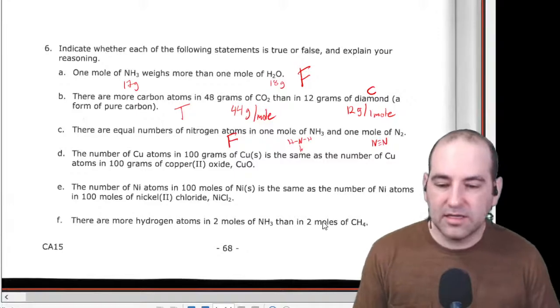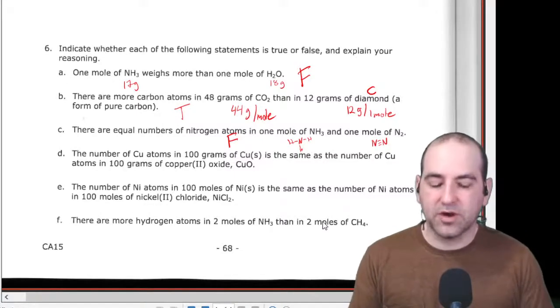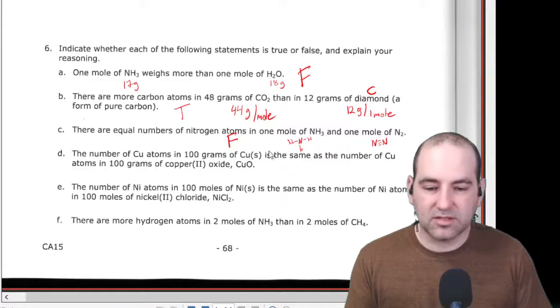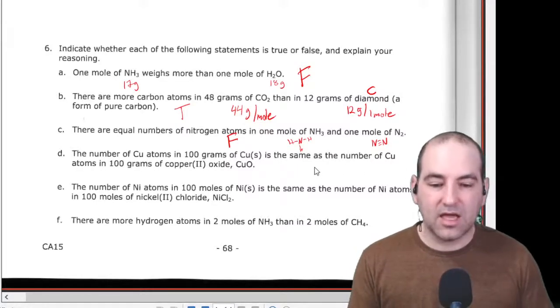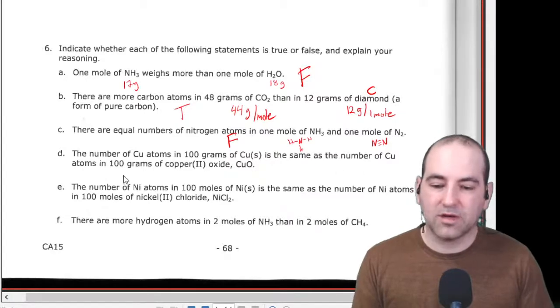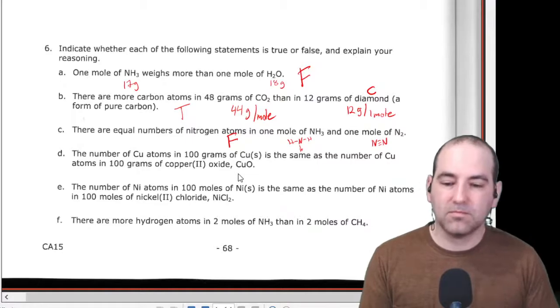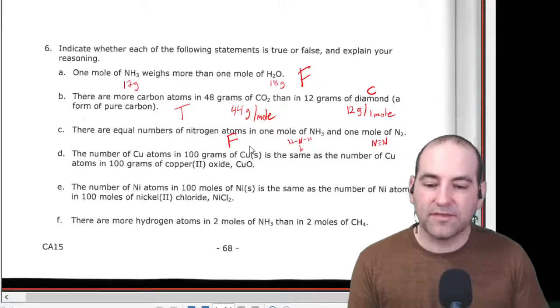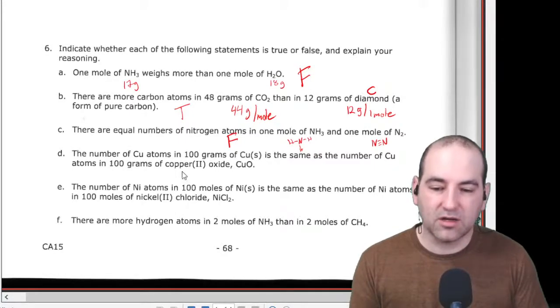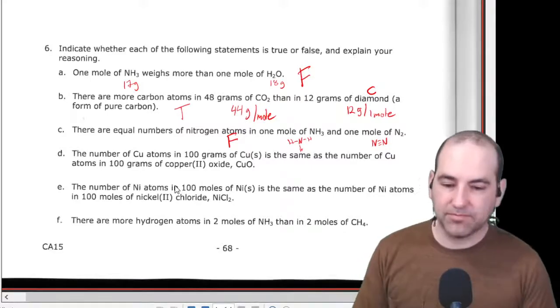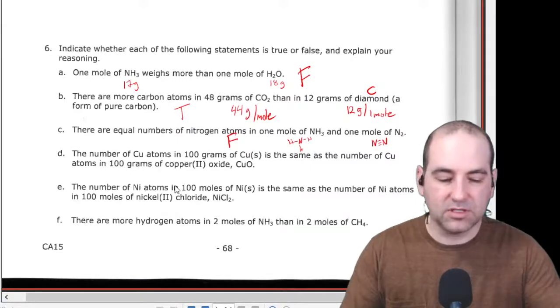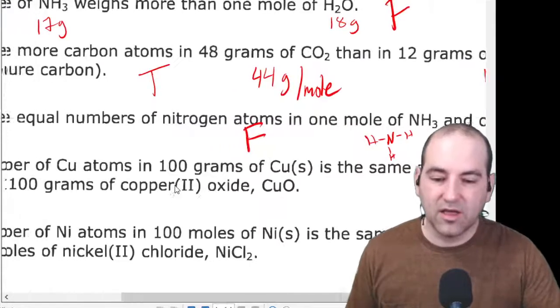All right, looking at D then, the number of copper atoms in 100 grams of copper, and the little s is solid copper, which you maybe saw in the balancing equations worksheet, is the same as the number of copper atoms in 100 grams of copper 2 oxide, CuO. So for this one, we would say, well, same thing. We have to think about it. We've got the same mass of each, 100 grams of this and 100 grams of this, but do they have the same number of atoms? And hopefully with this one, you can see it even without doing any calculations.